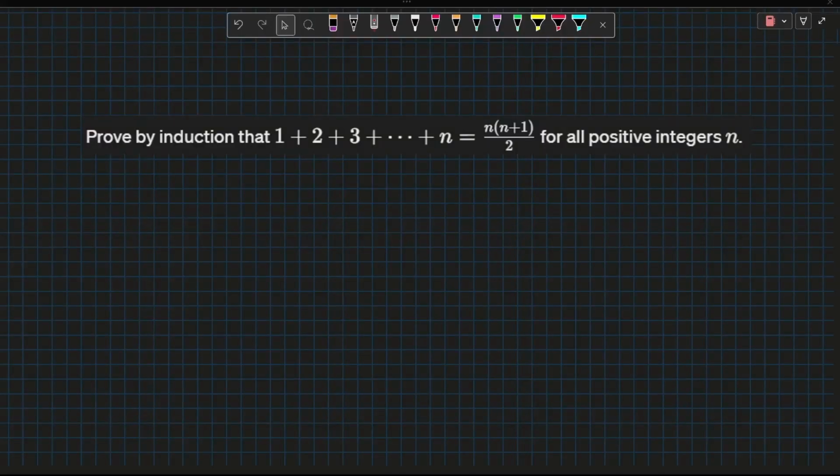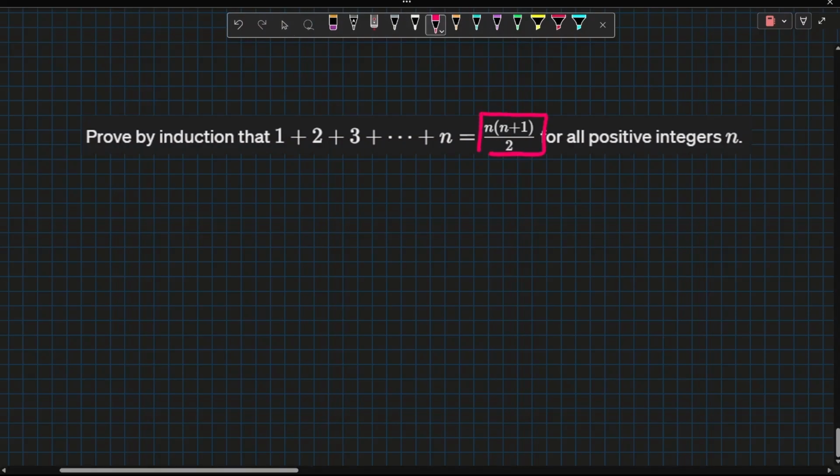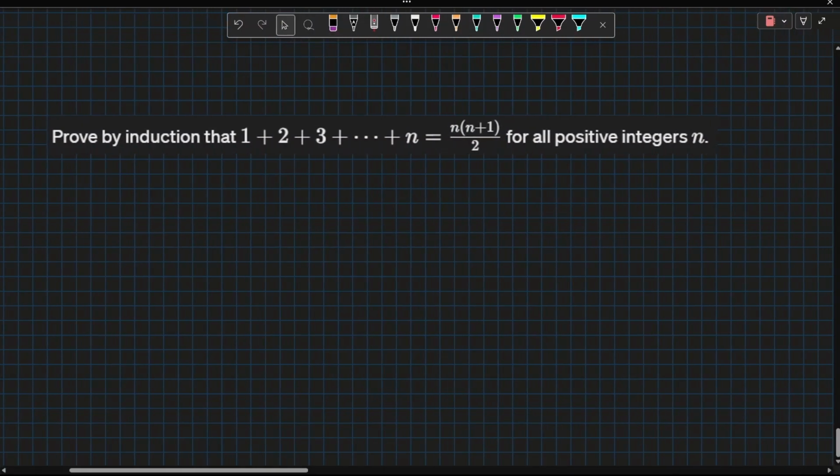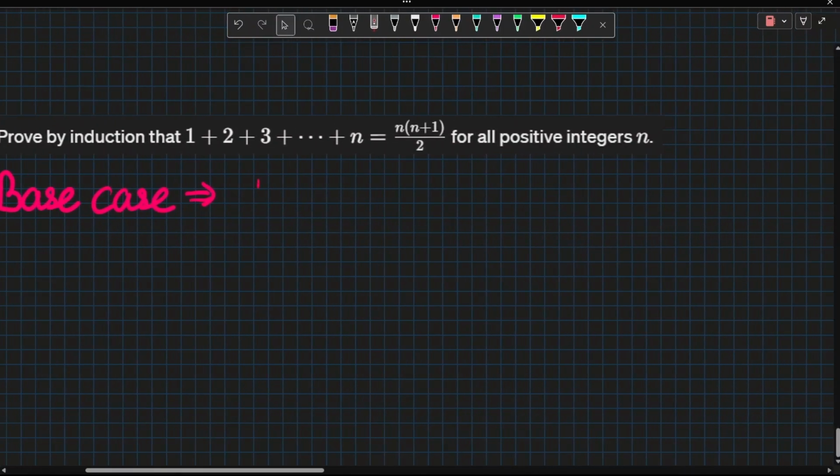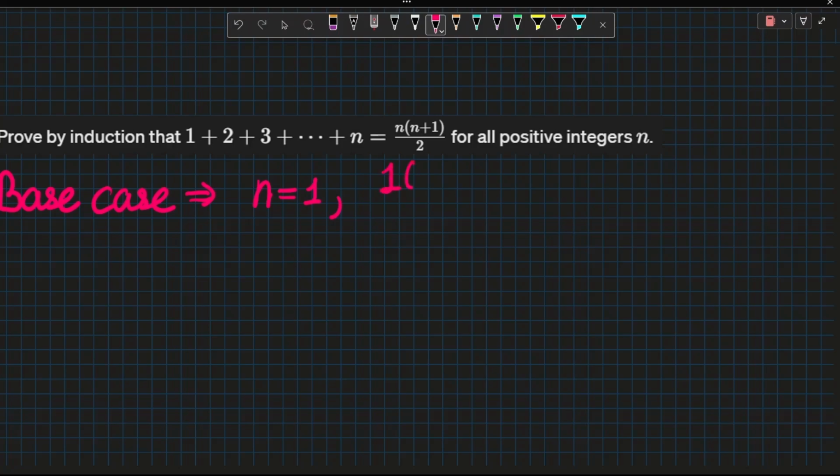Okay, we need to prove by induction that 1 plus 2 plus 3 onward to n is equal to n times n plus 1 over 2. What we need to do is assume this to be true and then prove the identity. So we consider the base case when n is equal to 1. Then we'd have here that 1 plus 1 is equal to 2.